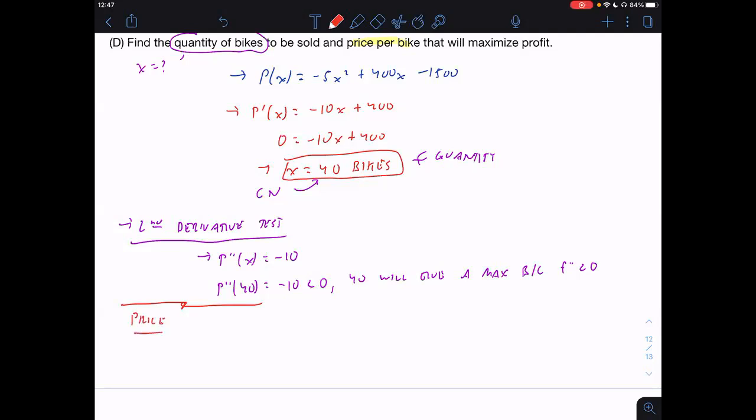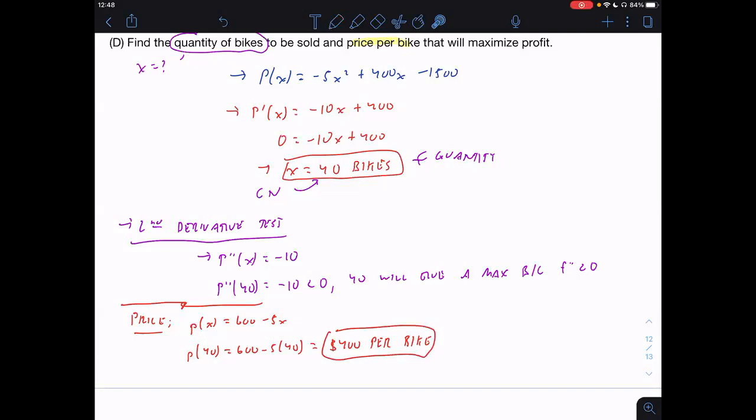We're going to evaluate our price function at this critical number. So again, our price function, little p of x, was 600 minus 5 times x. So now we're going to plug in 40 into our price function. So p of 40 is 600 minus 5 times 40, which gives us 600 minus 200, which gives us $400. So we're going to have to sell each of these 40 bikes at $400 a piece.